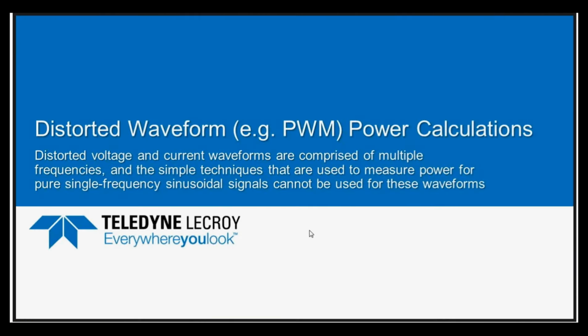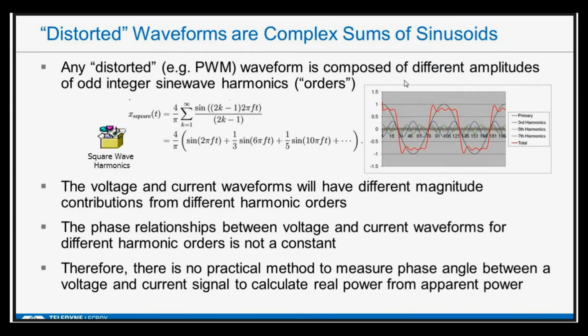So the next topic we want to cover is how do we measure power in a distorted waveform situation. Obviously the pulse width modulated waveforms we're showing you are really highly distorted. They have a lot of harmonic content in them. They have multiple frequencies. The simple techniques that we may have described previously, or that you may be familiar with, where you can measure power on a single frequency sinusoid, cannot be used on these kinds of waveforms. So we'll describe what can be done.